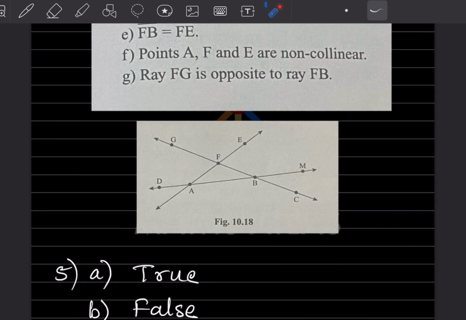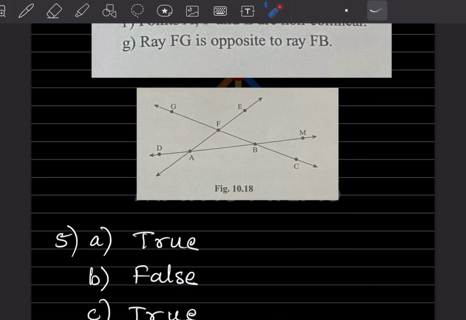Now points A, F and E are non-collinear. You know collinear means they are on the same line. These are all on the same line, but they are saying non-collinear, meaning not on the same line. So this is going to be false.